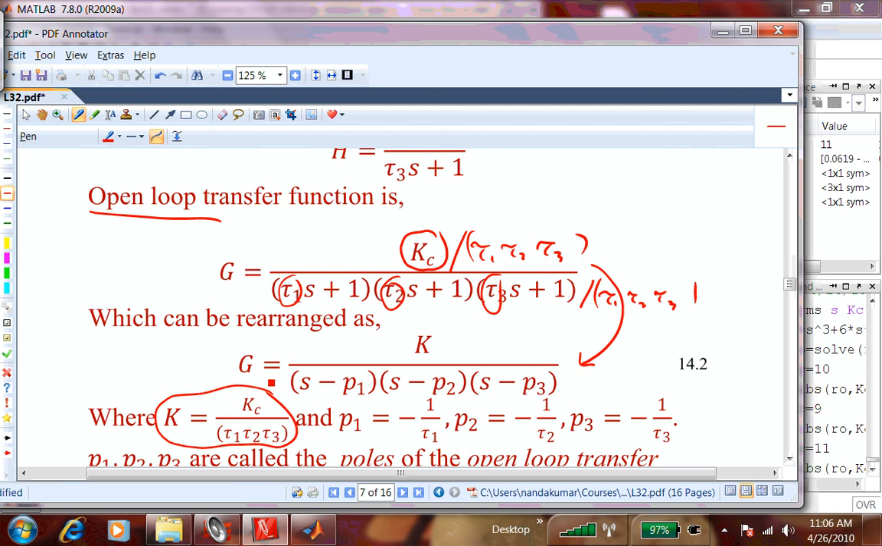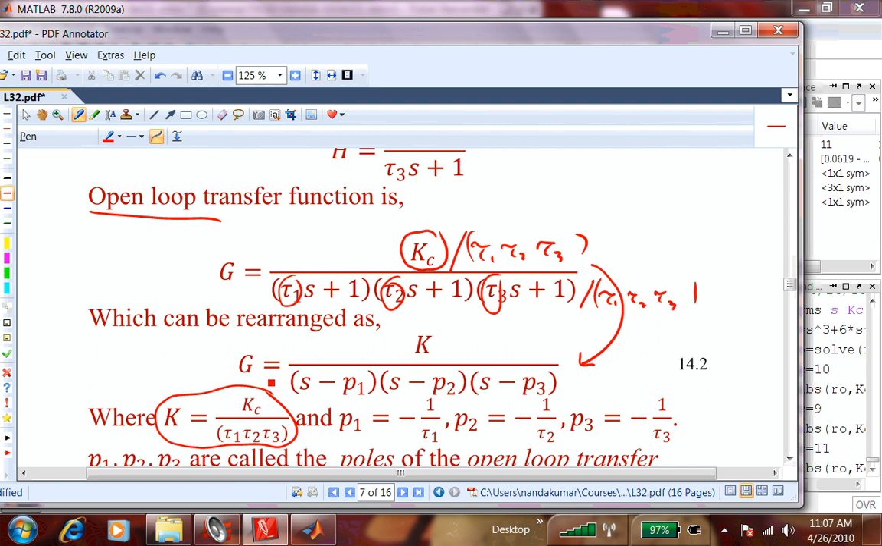Because tau 1, tau 2, tau 3 are known. These are time constants. KC is the one that I'm tuning. So effectively, I'm tuning K in this particular form. And P1, P2, P3 are called the poles, the poles of the open loop transfer function. A terminology that you should remember.